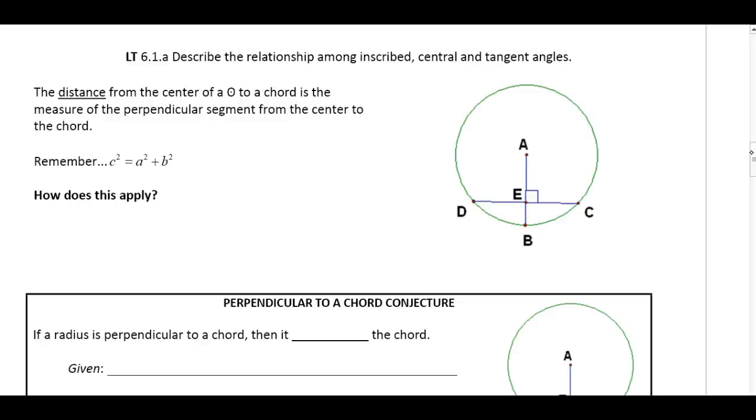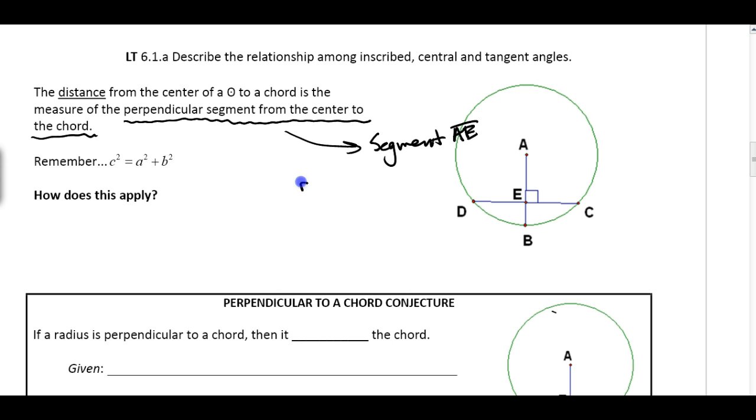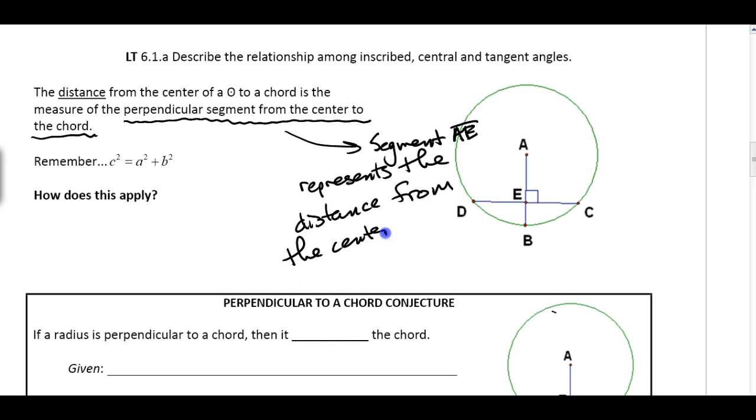So we're going to talk about the distance from the center of a circle to a chord. So it's the measure of the perpendicular segment from the center to the chord. So in this case, in our picture, segment AE represents the distance from the center to the chord.